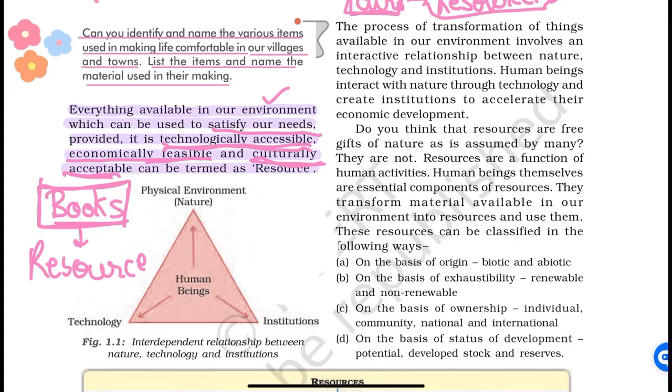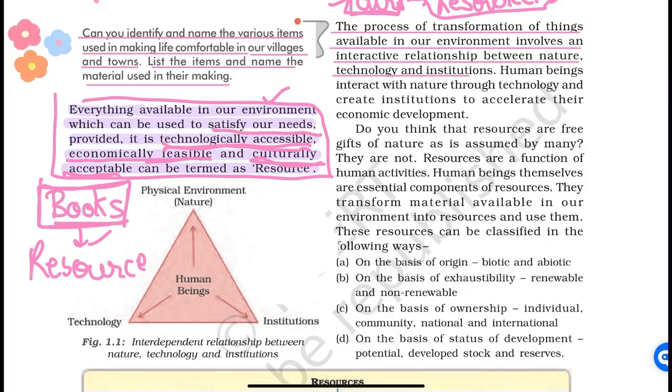So, you understood about resource by two examples, books and air. You can take any example. The process of transformation of things available in our environment involves an interactive relationship between nature, technology, and institutions.